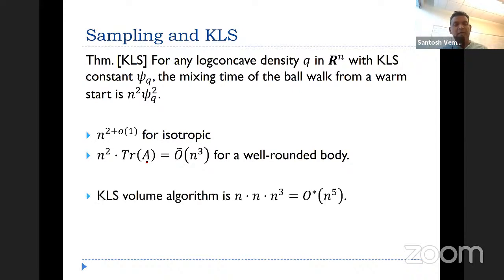Just to remind you. Okay, so this completes the analysis of the KLS volume algorithm, which is n phases, n samples per phase, and n cube queries per sample, giving you n to the 5. So this was the status as of 1997.